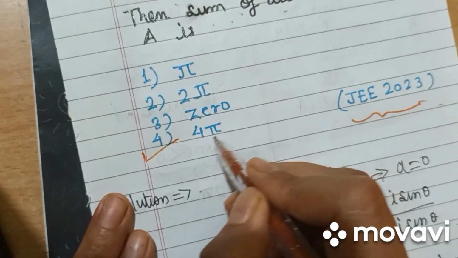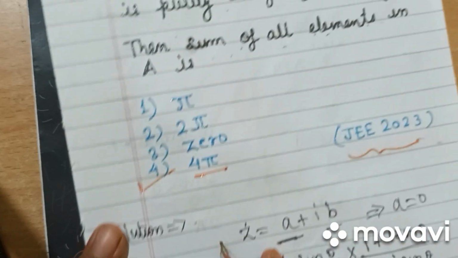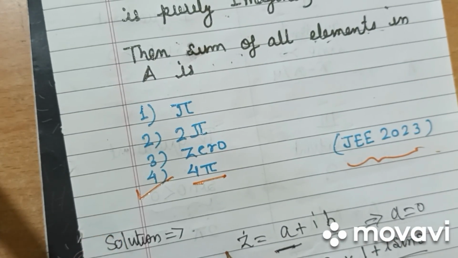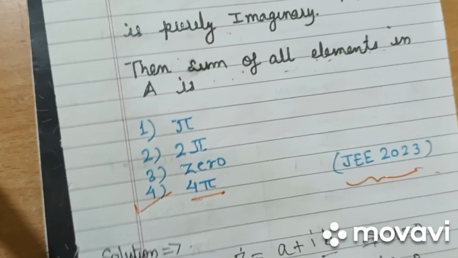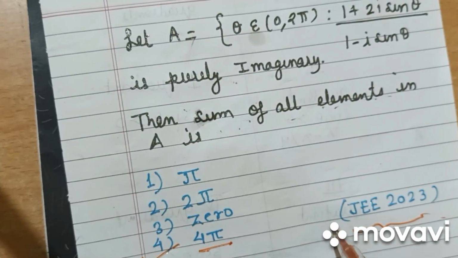and we will choose the correct option, and the answer is 4 pi. This question was asked in JEE 2023, and you can solve it with basic knowledge of trigonometry and complex analysis.